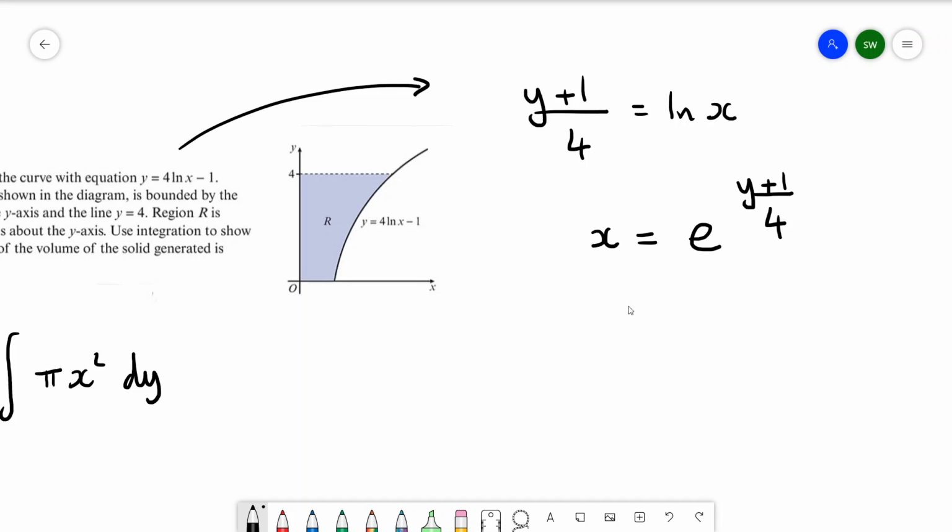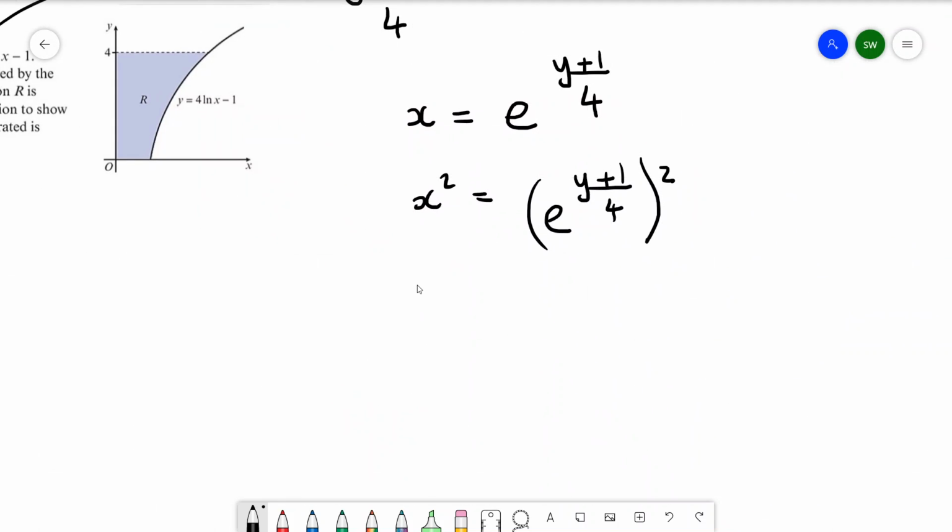Now in our formula we want x squared, so we might as well square x to find an expression for x squared. So we're going to have e to the y plus 1 over 4 squared. Now remember, with these powers we're going to times them together. So we're going to end up with e to the power of, if we times this fraction by 2, y plus 1 over 2.